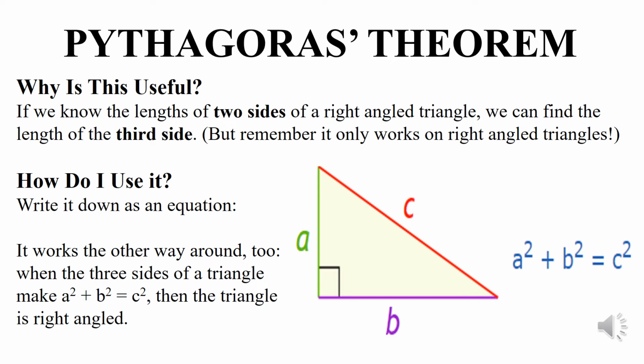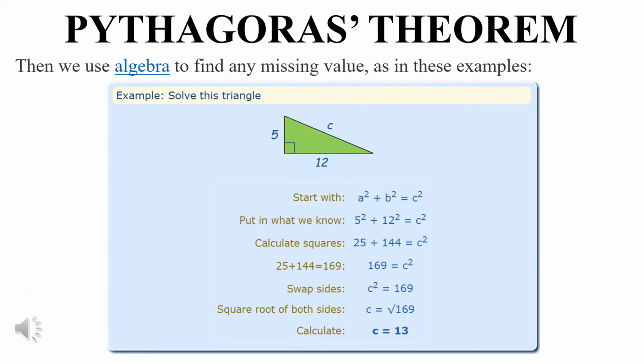How do I use it? Write it down as an equation. A squared plus B squared is equal to C squared. It works the other way around too. When the three sides of a triangle make A squared plus B squared equal to C squared, then the triangle is right-angled. Then we use algebra to find any missing value, as in these examples.